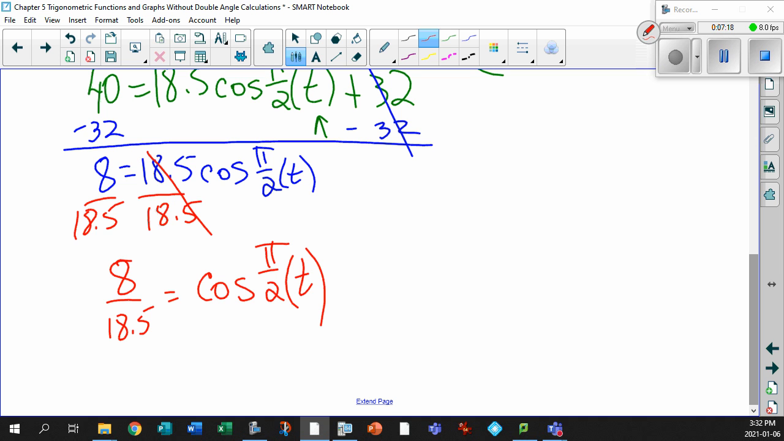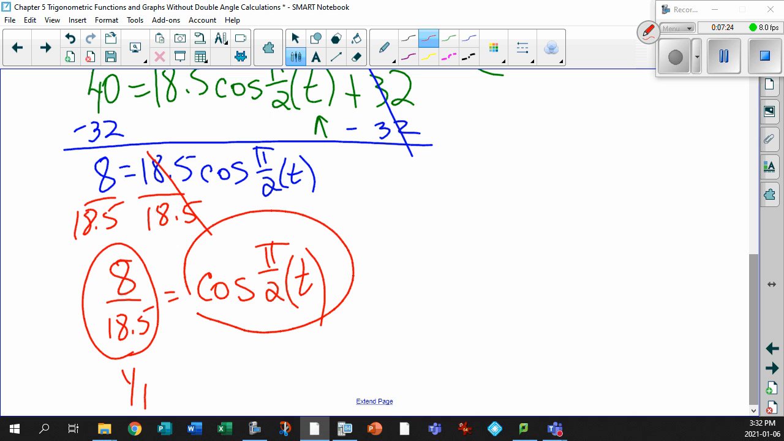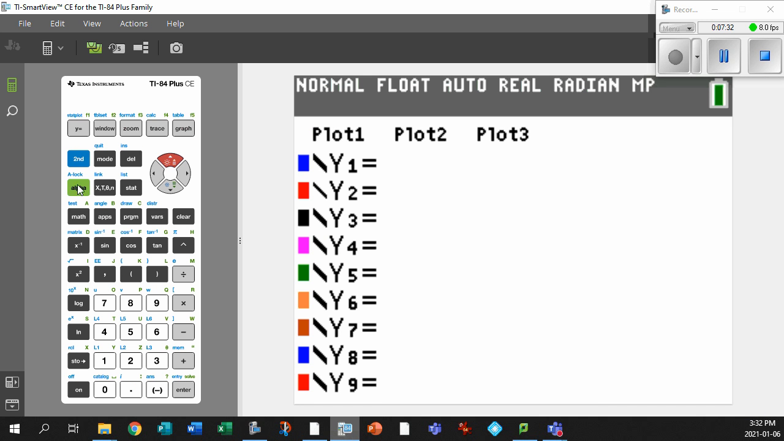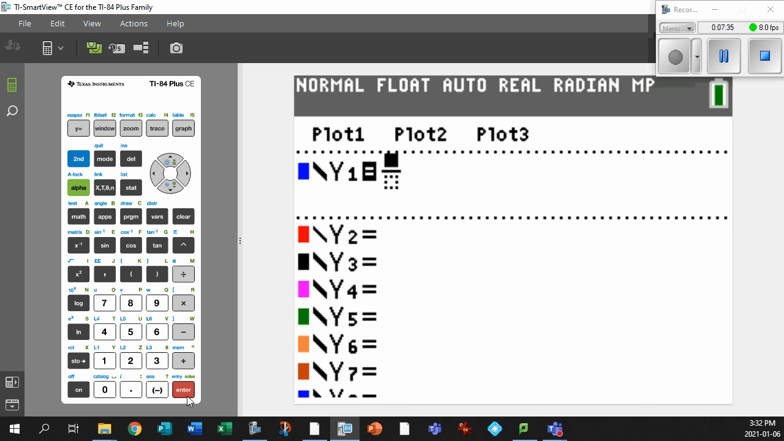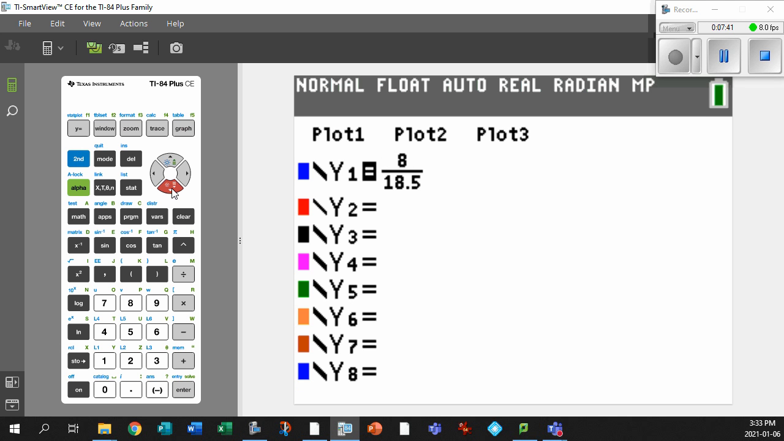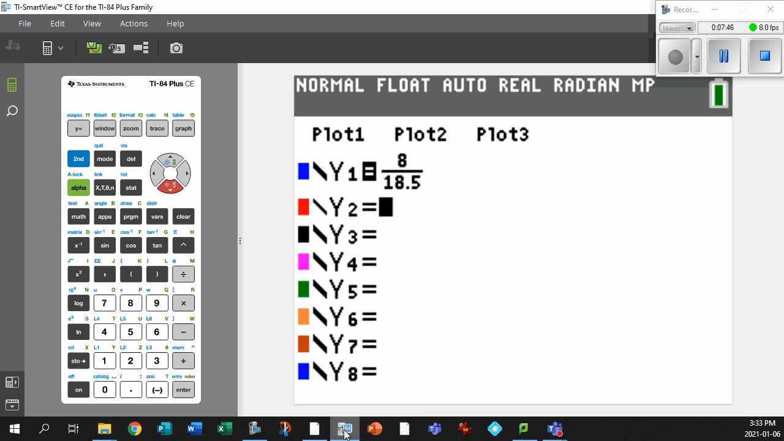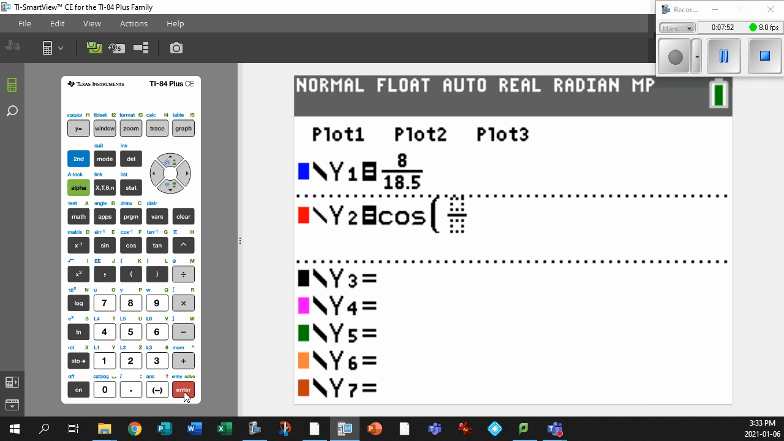Oh, there's your y1, and you can actually put the y1 in as a fraction. And then there's your y2. Just find out where it intersects, right? That makes it super simple. So 8 over 18.5, I'm going to put that in as a fraction. 8 over 18.5, there you go. And then the other one, of course, is going to be, what did we have here? Cos pi over 2x. All right, there you go, close the bracket.